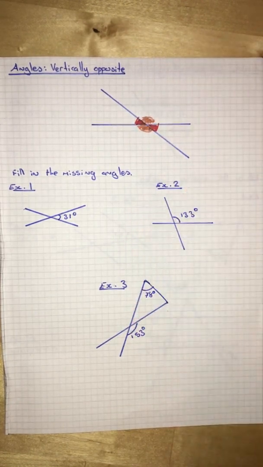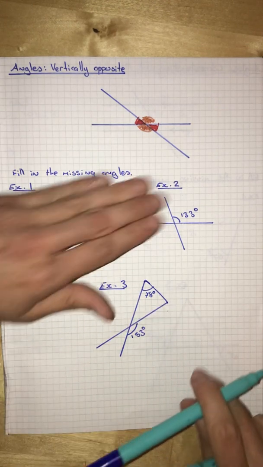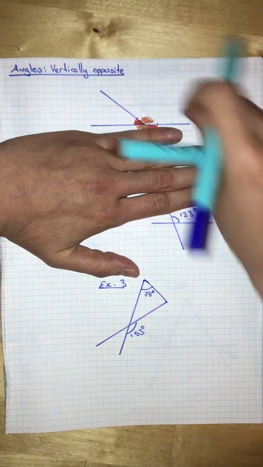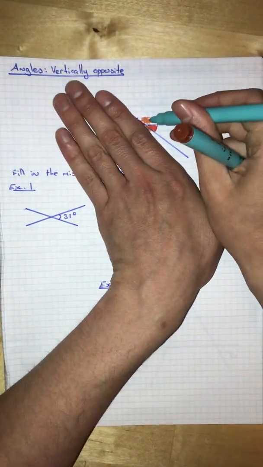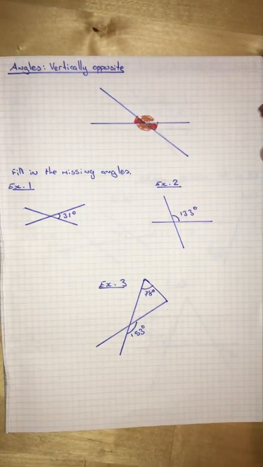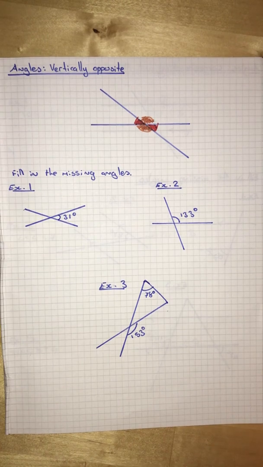And the reason that happens is because of what we learned in the past. Angles in a straight line add up to 180. So they can see that those two must add up to 180, which means that those two must add up to 180, which means those two are the same, and therefore those two are the same. So using that, we can calculate some missing angles.